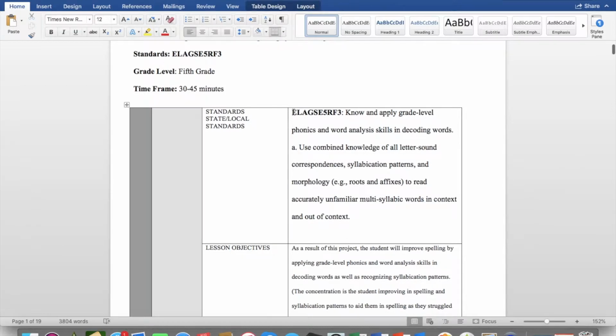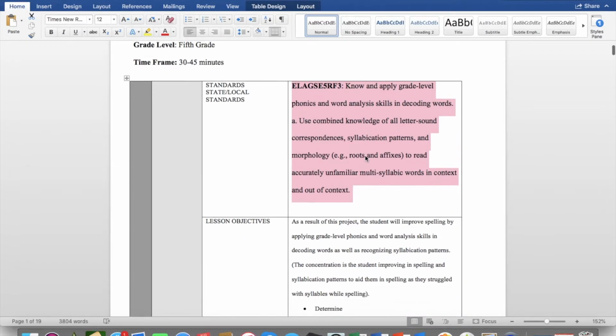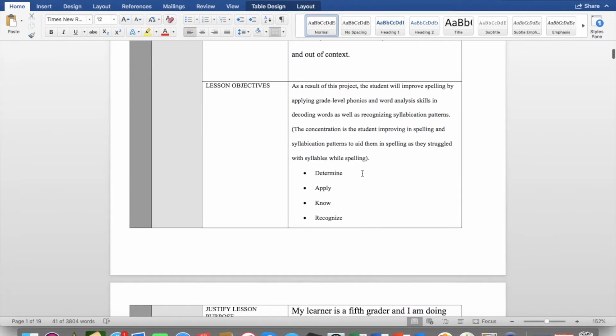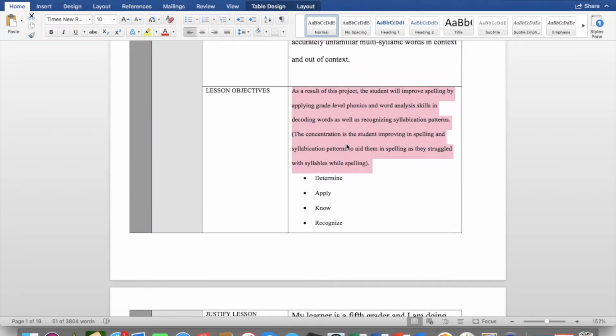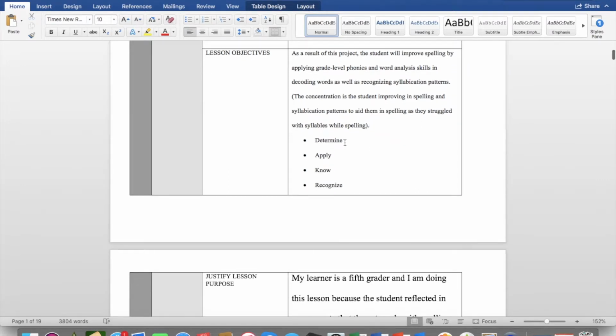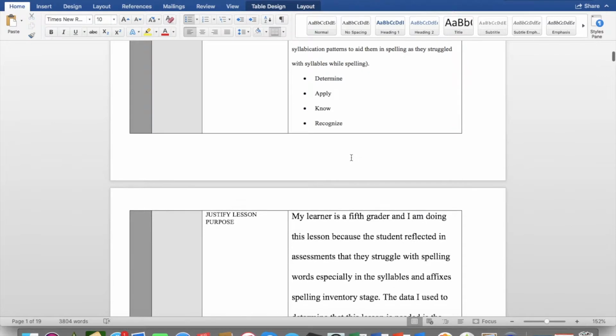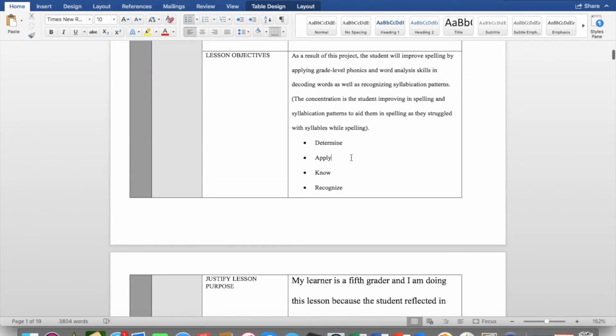And if you scroll down, you see the standards, and this time it's written out, so just write it down in this box. And then you see the lesson objective again, and I just stated it as a result of this project. Then I said the objective, and then I talked about the concentration of the student. So the concentration is the student improving in spelling and syllabication patterns to aid them in spelling as they struggled with syllables while spelling. See, I always made it to where they understood the reason behind this lesson. And it's important that the people reading your lesson plan know this. So then I have the key words, which are determine, apply, know, recognize. And these are kind of like the vocabulary that will be seen in your lesson plan.